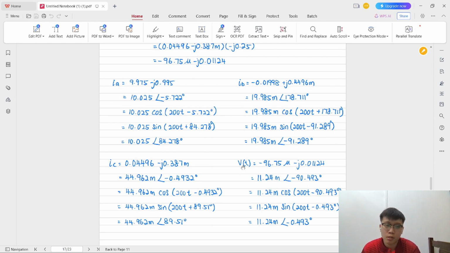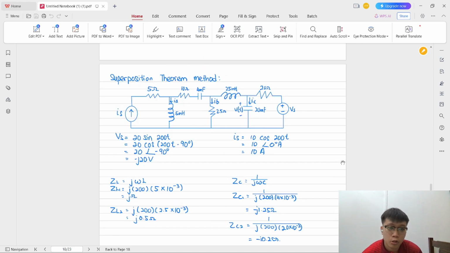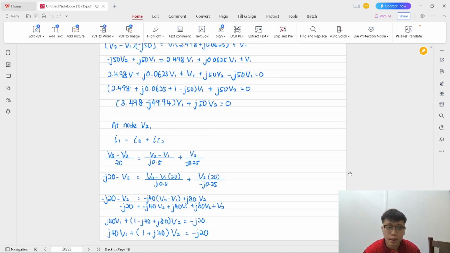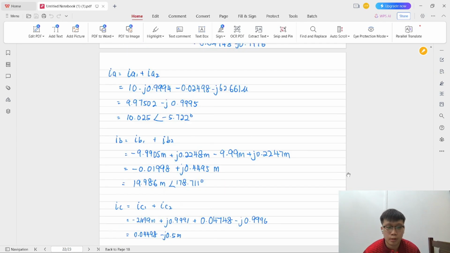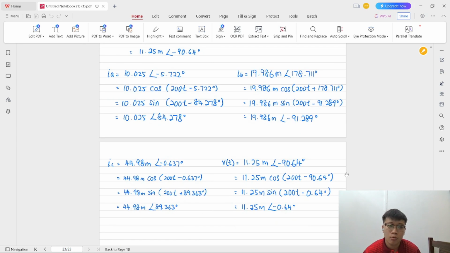Similarly, for the second method, the superposition theorem, we use one source at a time. For the voltage source, we short circuit it, and for the current source, we open circuit it. Lastly, we combine the values from the two sources, and we get the same answers for IA, IB, IC, and also VT.